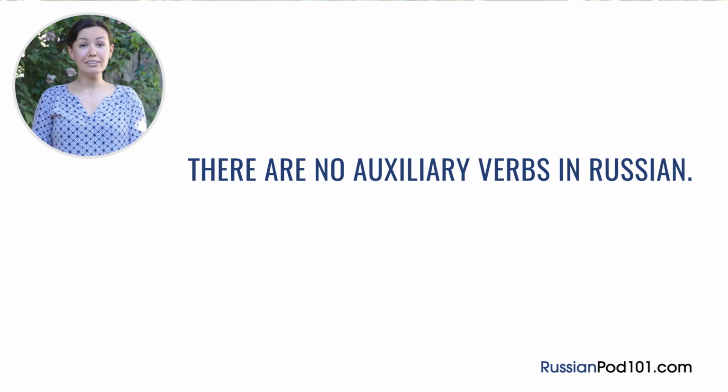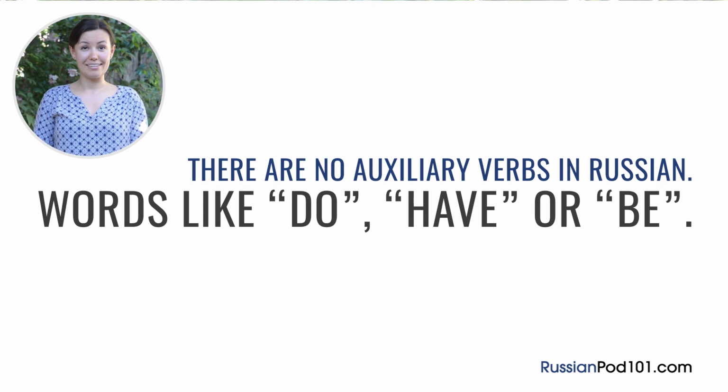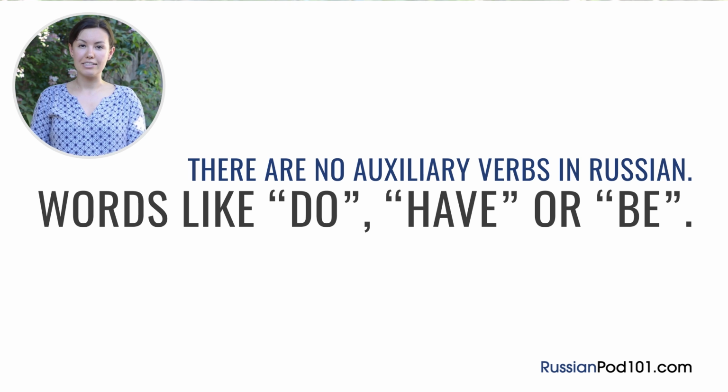Another thing that makes learning Russian just a bit easier is that there are no auxiliary verbs in Russian. Words like do, have or be. Of course, we do have all these basic words in Russian. The thing is that they don't act like auxiliaries in the sentences.